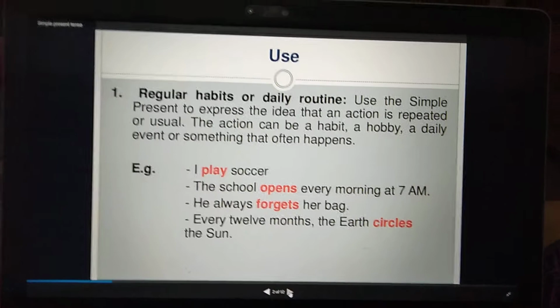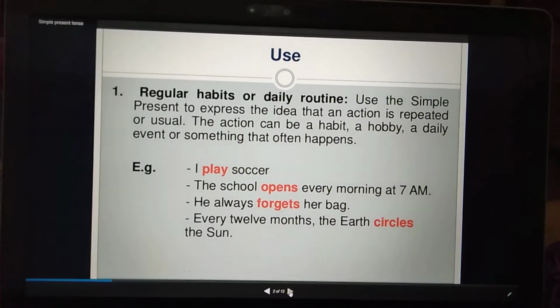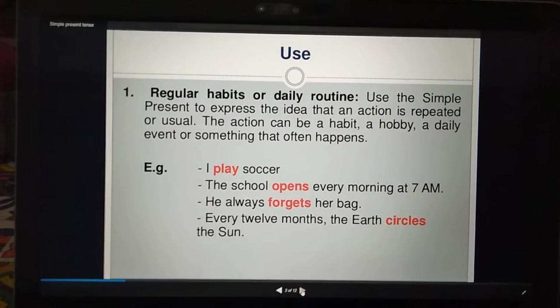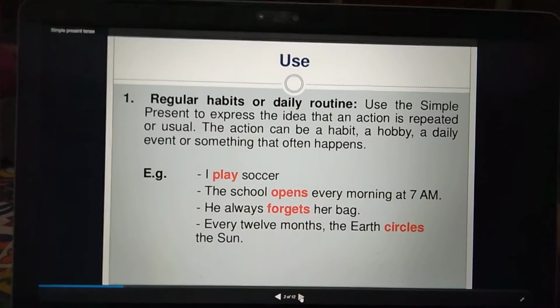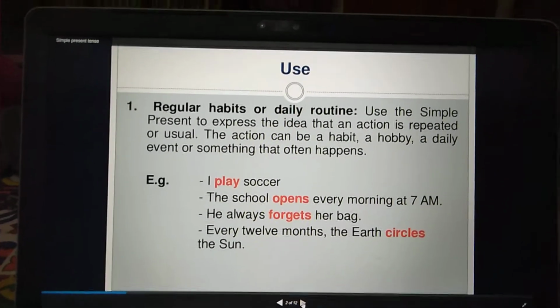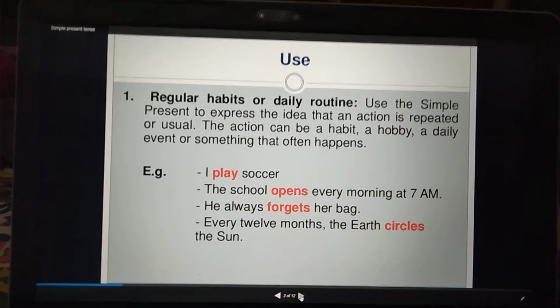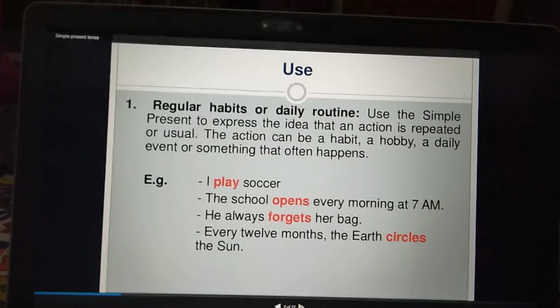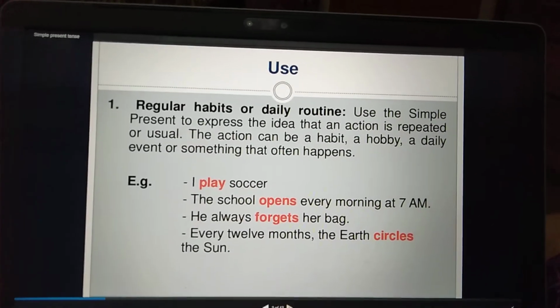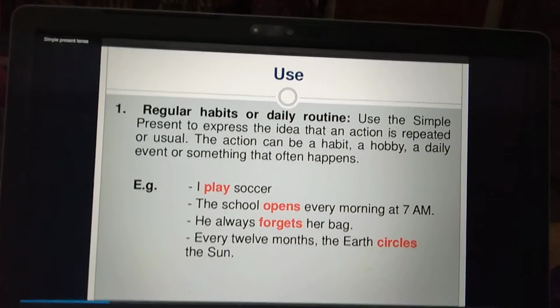For example, if you say I play soccer, or if you say I play cricket, that is part of your routine. Maybe on a weekly basis you play cricket, on weekends you play cricket, so it means that action is part of your routine. That's why you say I play soccer or I play cricket.